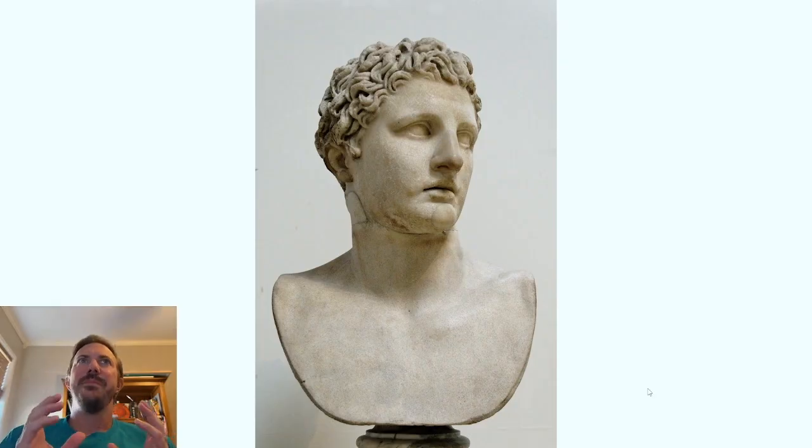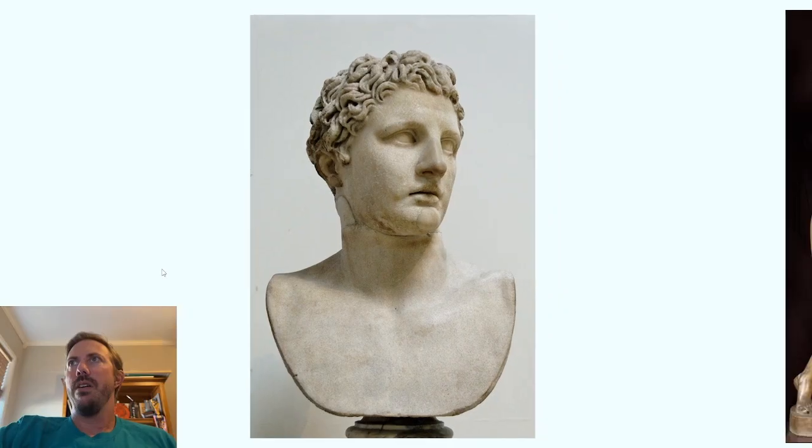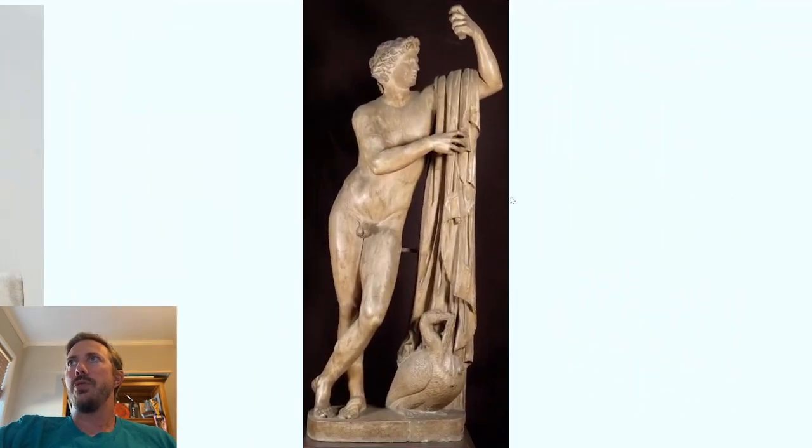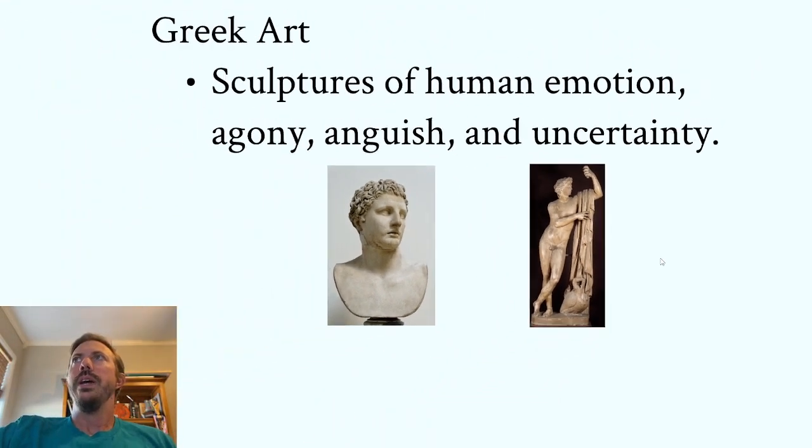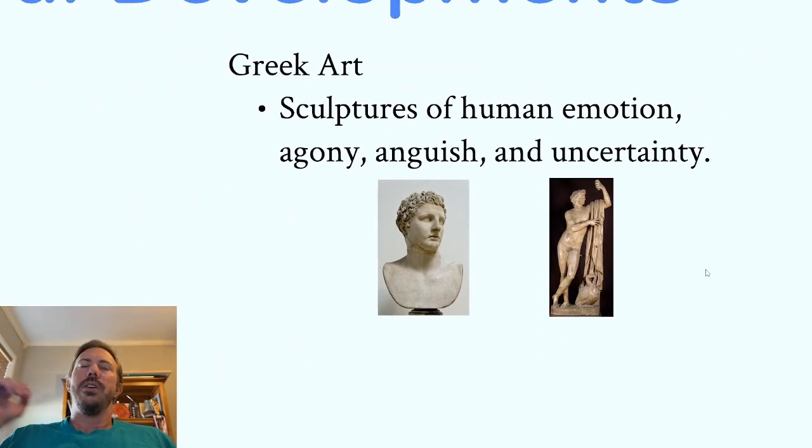Here you see longing. And here, this sculpture is called Pothos. This is a young man longing with desire over something, probably a young woman. And so here you see human emotion being explored through Greek art. Agony, anguish, desire, uncertainty, etc.